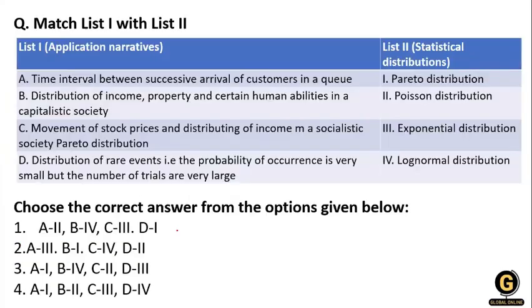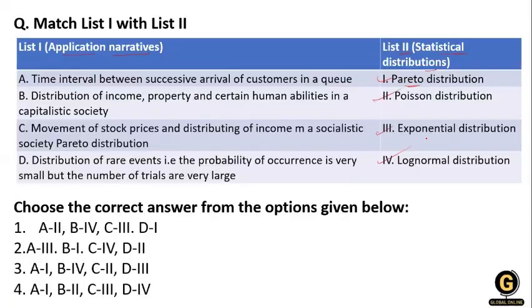Okay. Now again a matching question is given. Why have we added more matching here? Because we can cover the maximum number of concepts. Now for the Pareto distribution, list 1 gives the application of narrative, and list 2 gives the statistical distribution. The statistical distributions are the Pareto distribution, Poisson distribution, exponential distribution and the log normal distribution. Let's first understand all these concepts one by one, and after that we will solve this question.